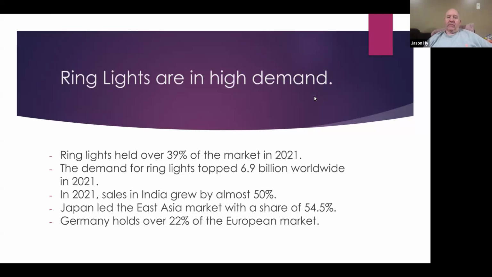They're in high demand as well. So as you can see, ring lights held over 39% of the market in 2021. Demands for ring lights topped 6.9 billion worldwide in 2021. They're being used all over the world. In 2021, sales in India grew by almost 50%, partly because of the global pandemic that we had. Japan leads the East Asian market with a share of 54.5%. Germany holds over 22% of the European market. Very popular in Germany.